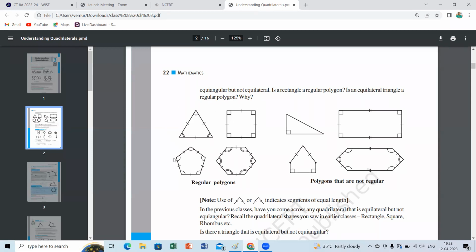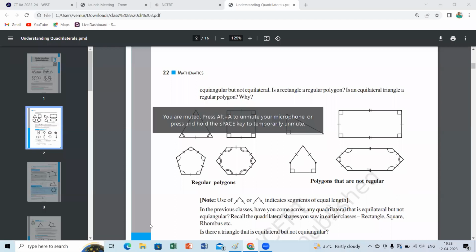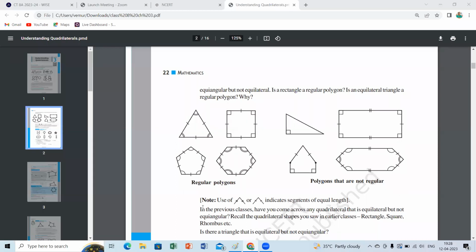Pentagon. Yes, regular pentagon. Each angle is also equal, each side is equal. Very good. Next, regular hexagon. The word regular you can keep. And the next one is a right angle triangle.